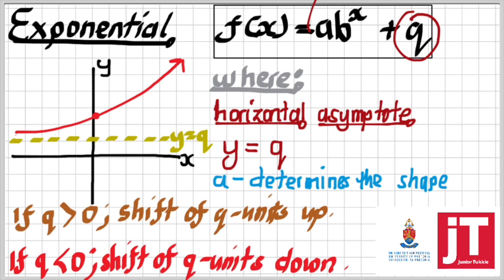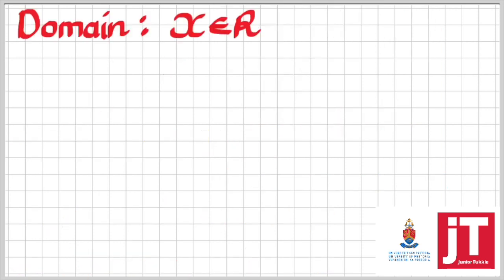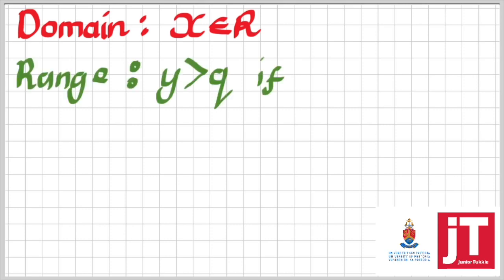We move on to the concept of domain and range on the next page, where our domain for any exponential graph is given by x an element of R, as long as the domain was not given originally. Our range, you've got to be careful with the range. I'm going to start off by saying the range will be y greater than q, remembering that the q value is your asymptote.